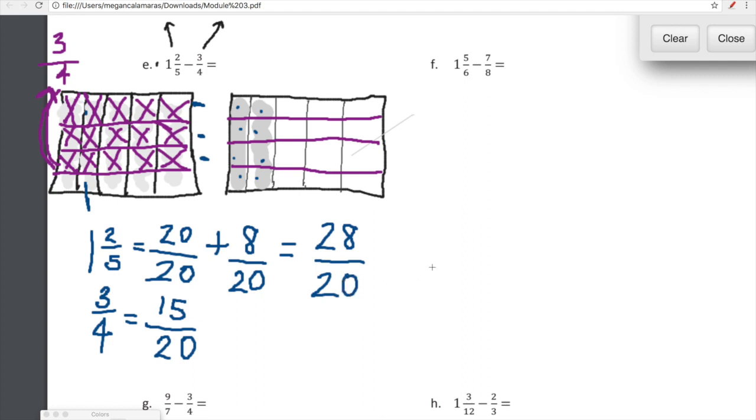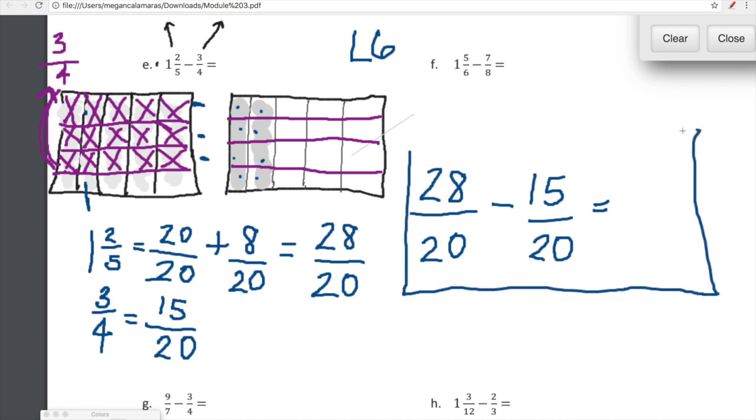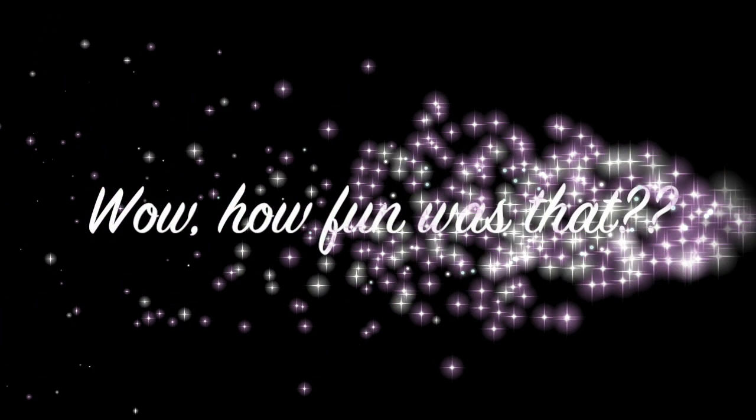Now we can rewrite our expression and just do our very simple subtraction. So what we end up with is 28/20, thank you, Kate, minus 15/20, thank you, Mason. What you guys need to do for L6 is you need to show me this amazing modeling. You need to write this expression. Not only write this expression, but solve this expression. Wonderful, wonderful job, you guys. Cannot wait to continue reviewing with you on Monday.